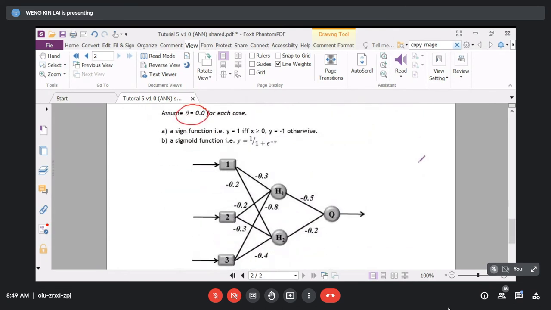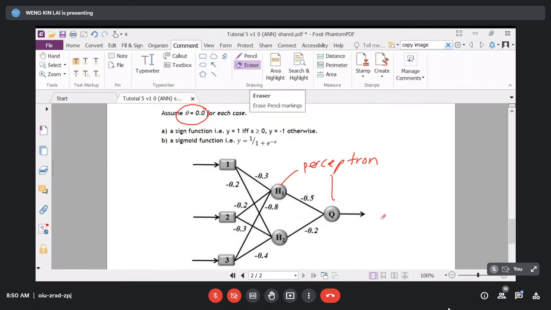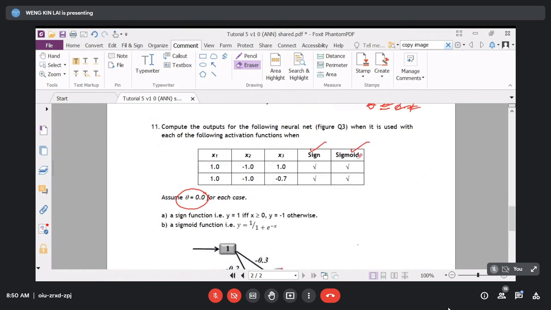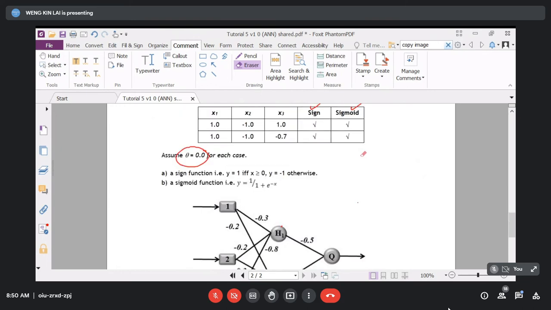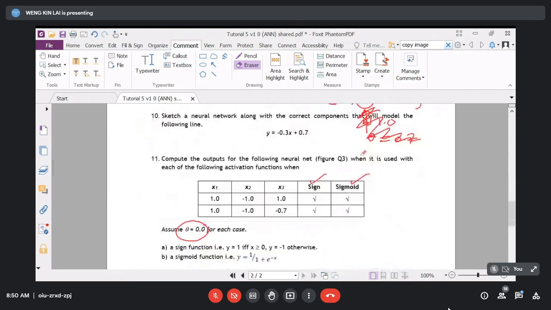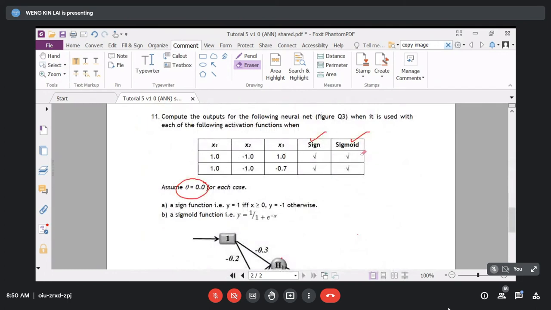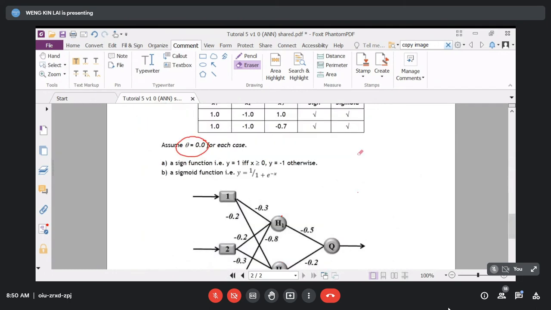What is not stated here is that each of these circles is basically a simple perceptron, your artificial neuron. This is now no longer a single perceptron network, unlike the earlier case, question six for example. So maybe I'll just make the same diagram here.